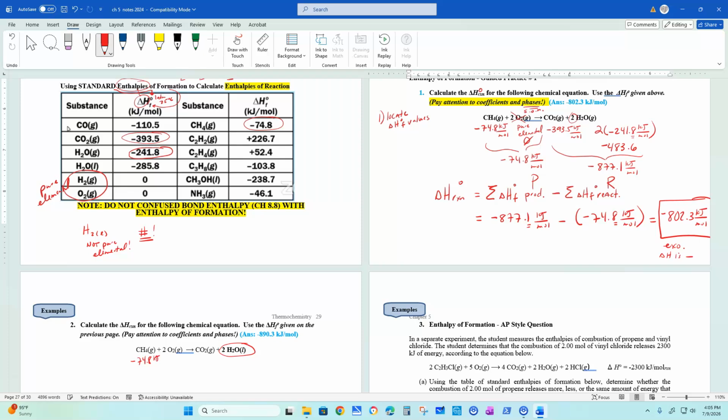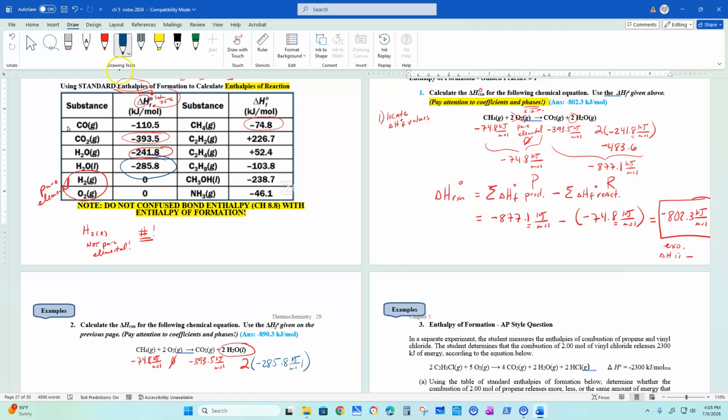So kilojoules per mole. We know this guy's 0. CO2, negative 393.5 kilojoules per mole. Now for the water as the liquid, I want that value. So I'm going to take negative 285.8. Now, let's talk about that.